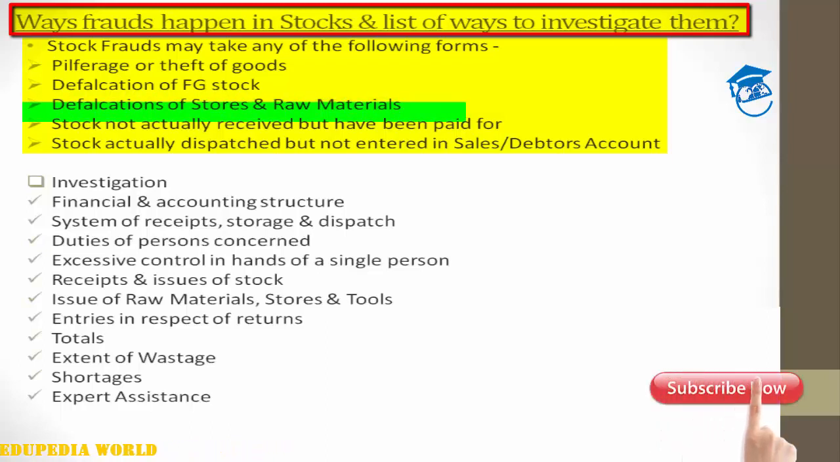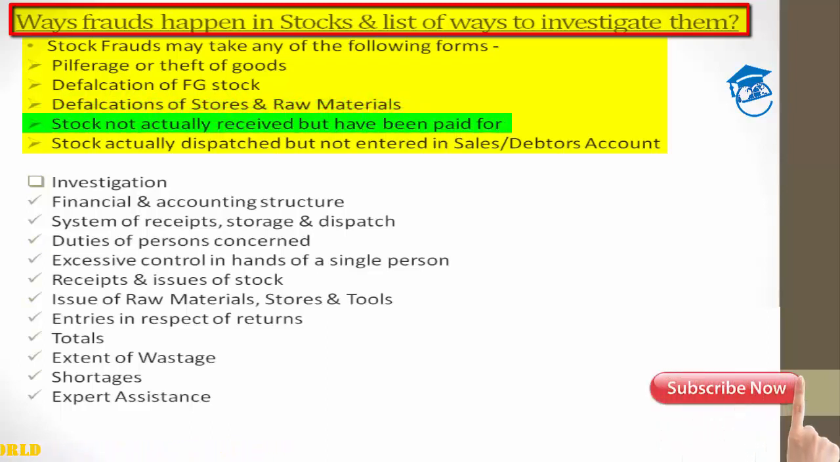Number 4, stock not actually received but have been paid for. There is something which hasn't been received at your premises, but you've already paid for that stock. Again, that is something wherein fraud may take place. You've already released the cash payments to another person. However, at the same time, you haven't received the stock.